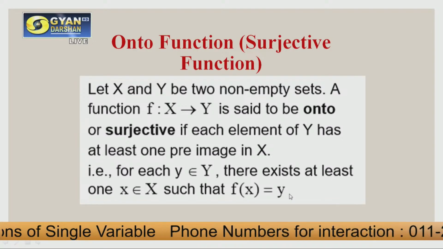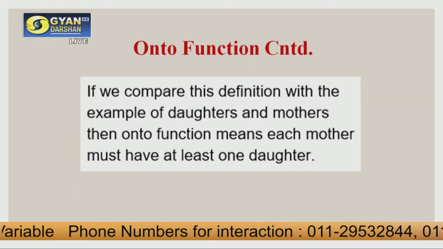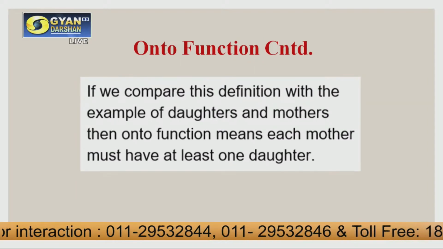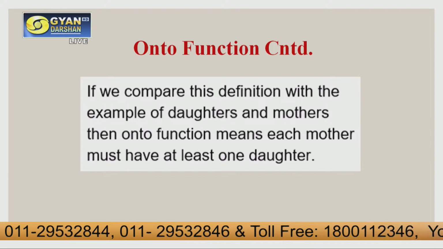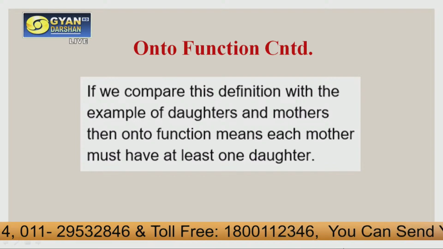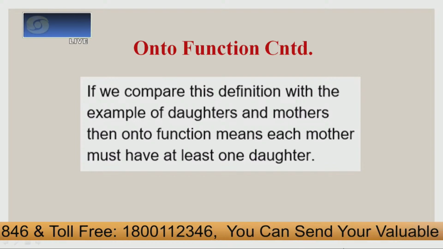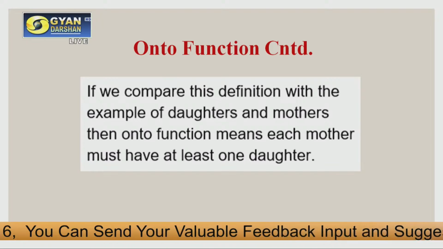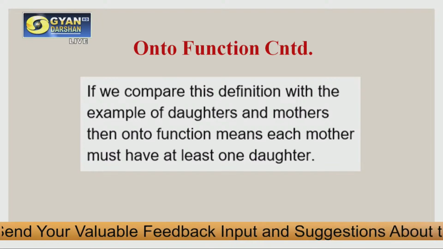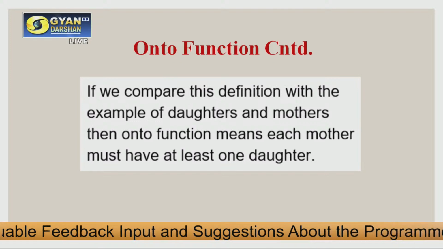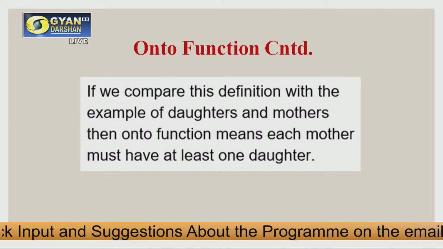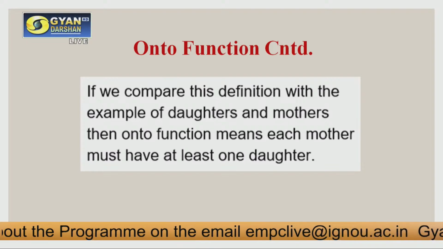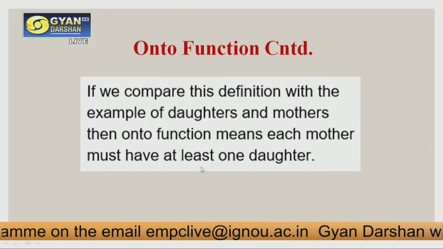If we try to compare this definition with the example of daughters and mothers, then you can say that it says each mother should have, or must have, at least one daughter. In case of the 1-1 function, what was the condition? Different daughters have different mothers. But in case of onto functions, we have the condition that each mother should have at least one daughter.